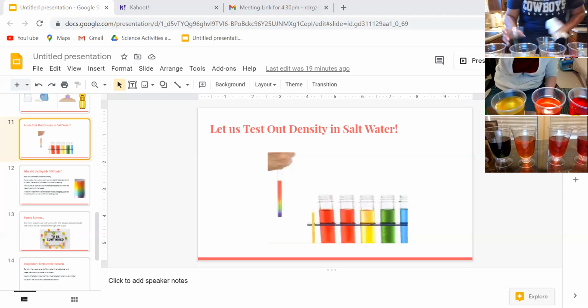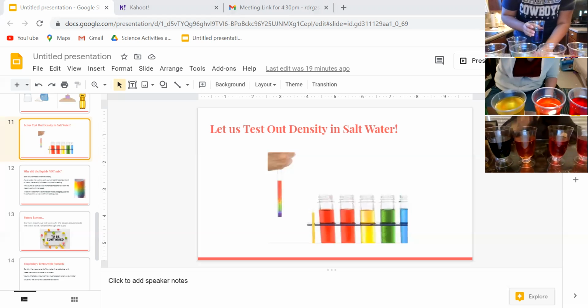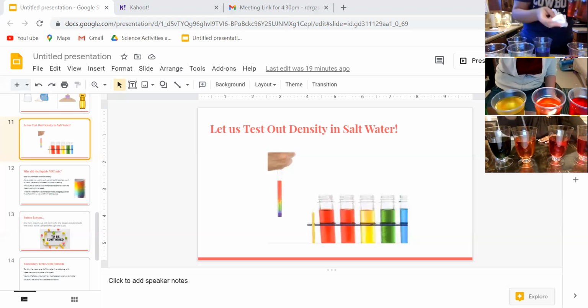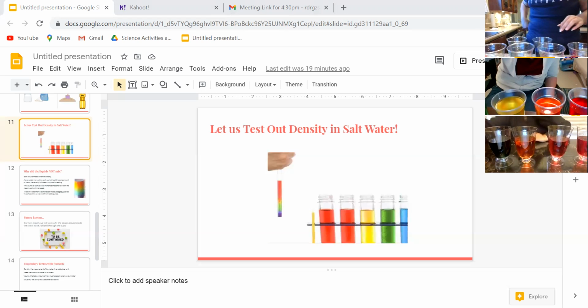And just let Wendy try one more time, and then we can dump it out and move on. But were you guys able to see the colors steadily rising in the straw? Yes. So we're going to talk about why that happened when we added the salt and the water together. I see it now.